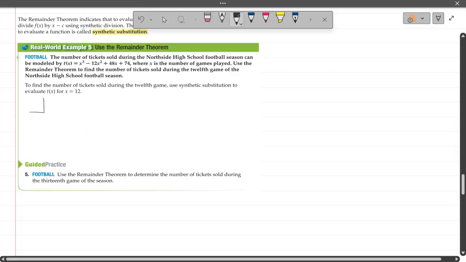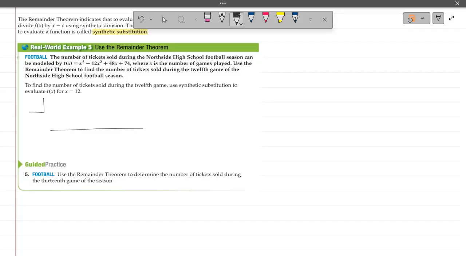So let's set up our synthetic division here. Leading coefficient is 1, negative 12x squared, 48x, 74. Notice they don't say divide this polynomial by x minus 12. They are just telling us that x equals 12. So we put a 12 in the box.